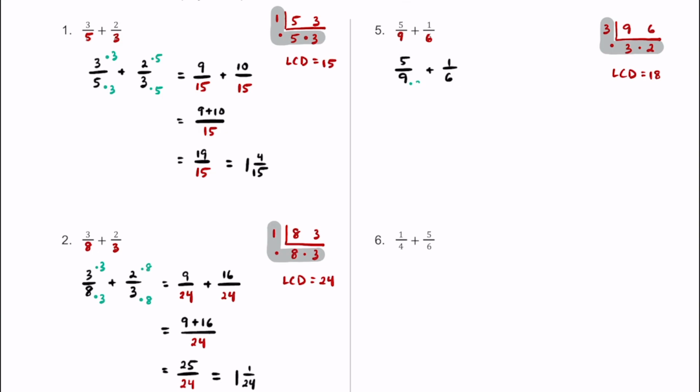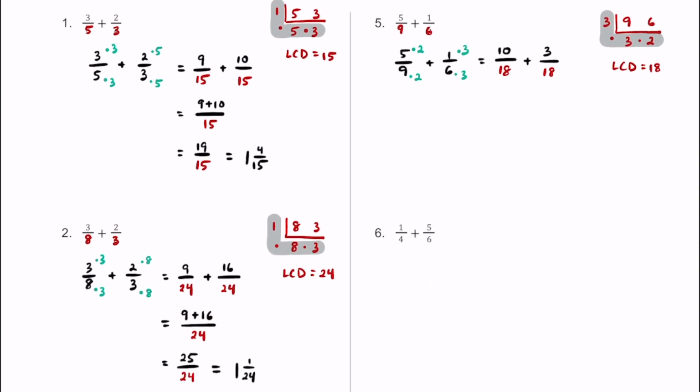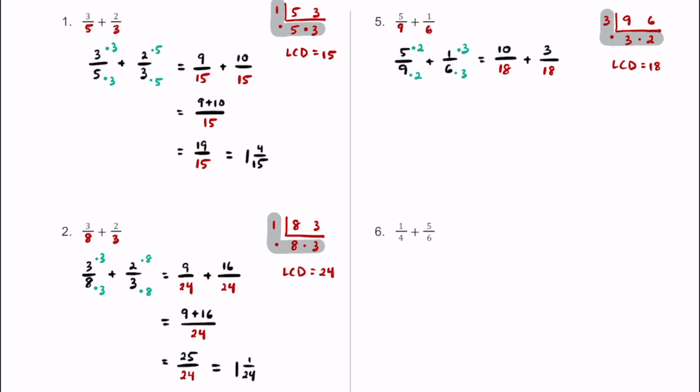So we're going to multiply this first fraction by 2 over 2, and multiply the second fraction by 3 over 3. If we do that, our newly written fractions are going to be 10 over this 18, and the second fraction is going to be 3 over 18. Okay, so we have these common denominators, and we can go ahead and add them together.